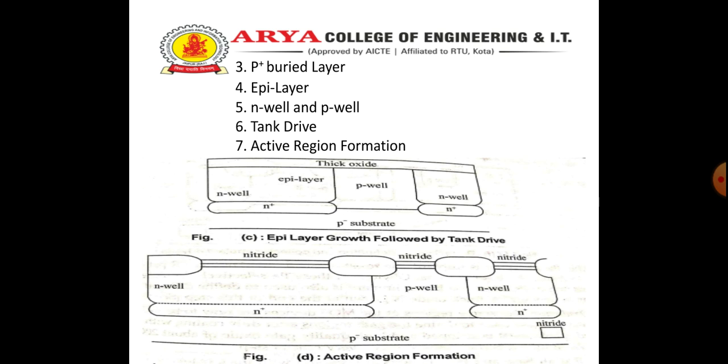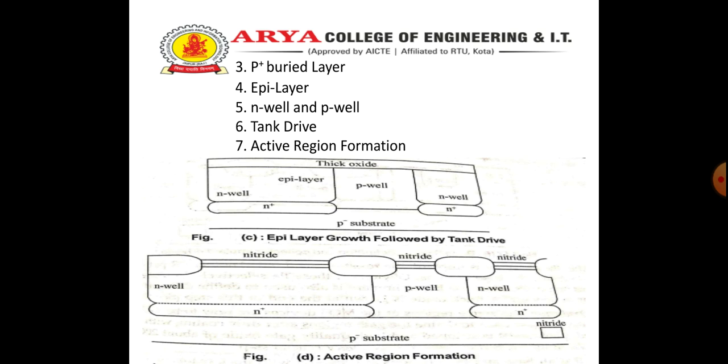Now, fifth, N-well and P-well. The nitride is now etched using the N-well mask. The arsenic implant is carried out and a thick oxide is grown. Sixth, tank drive. Next, a drive-in diffusion oxidation step is done. This achieves several objectives.